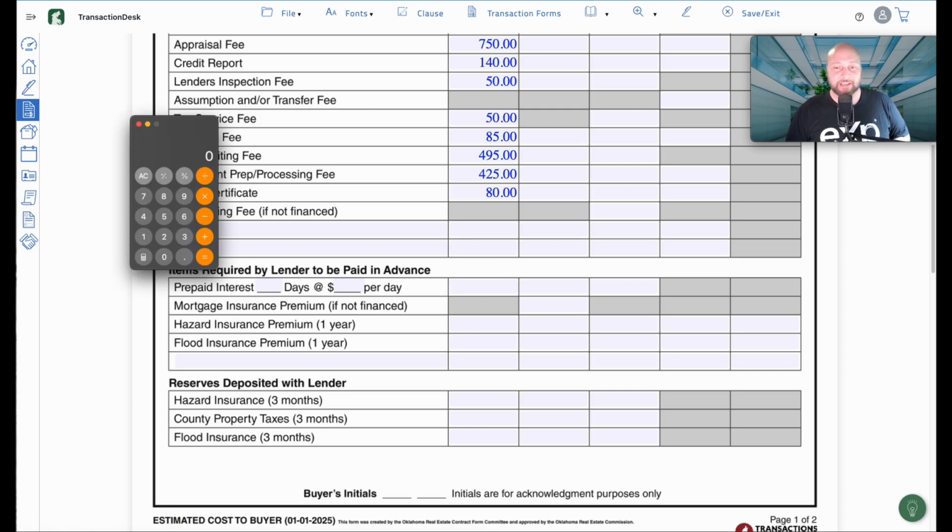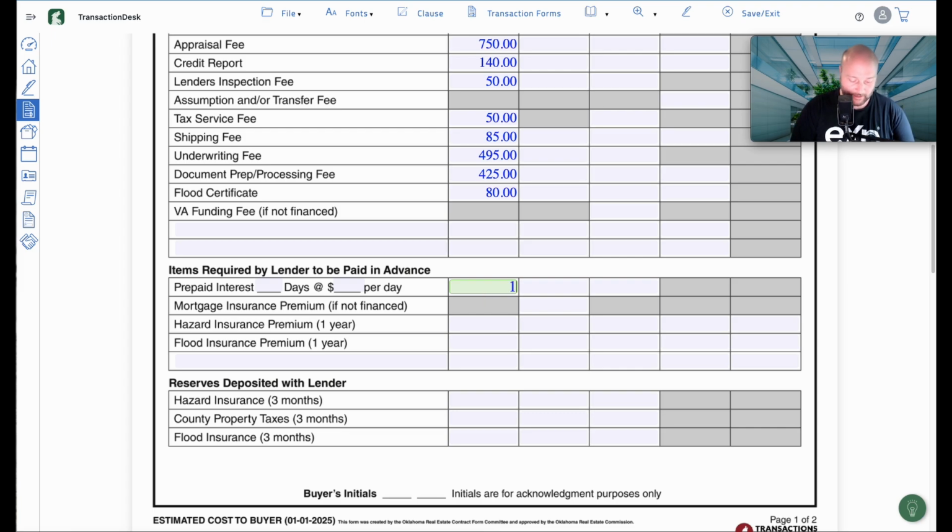So prepaid interest, guys, let's grab our handy dandy calculator. We're going to take that loan amount for the first year, $300,000. We're going to multiply that by the interest rate. So let's say it's 6%. That gives us an annual interest amount of $18,000. Now we're going to divide that by 12 because that's how many months are in a year. That gives us $1,500 a month in interest. So we take that $1,500 and we type it in right here, $1,500 for 30 days of interest.